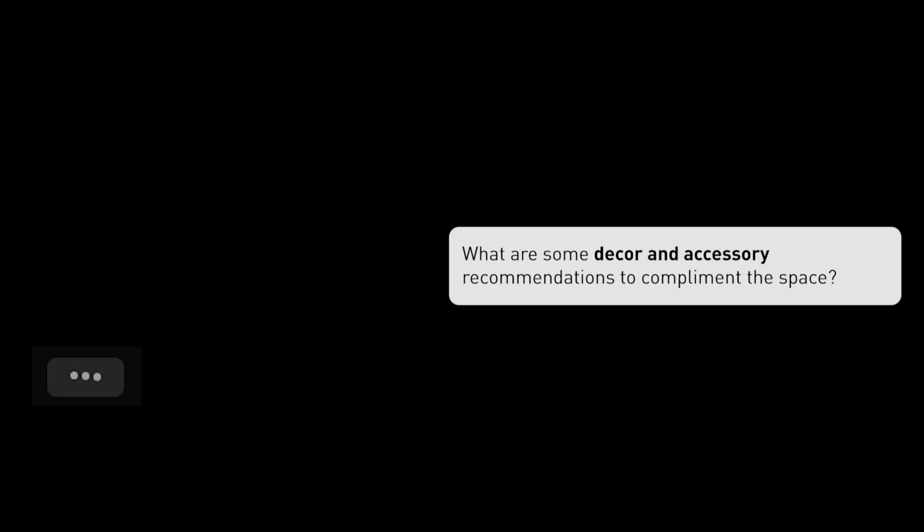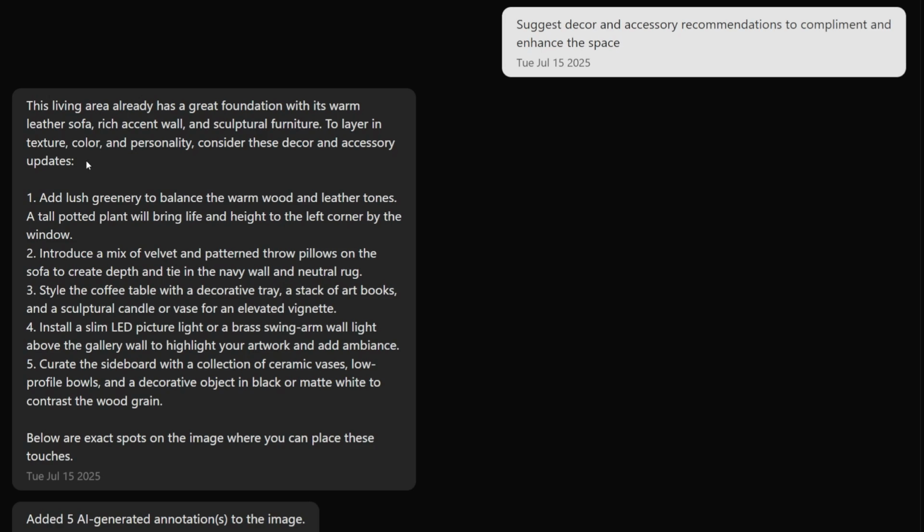Okay, so here's the result from AI. AI suggests this living room already has a great foundation with its warm leather sofa, rich accent wall, and sculptural furniture, which I tend to agree. To layer in texture, color, and personality, consider these decor and accessory updates. Let's see the specific suggestions on the right side.